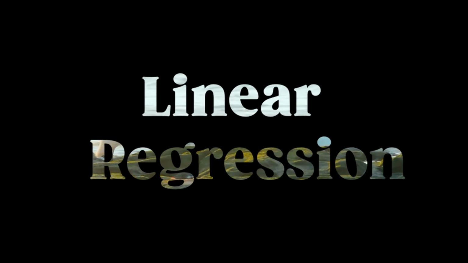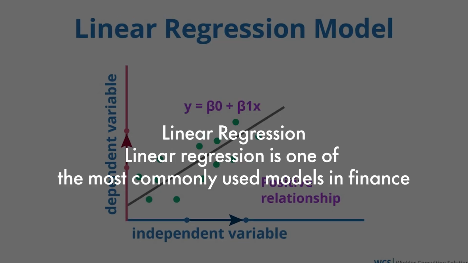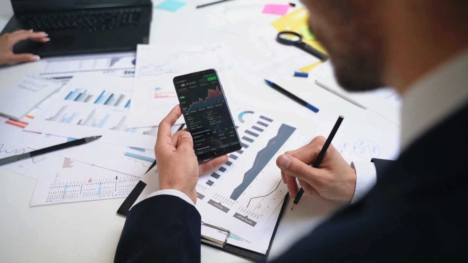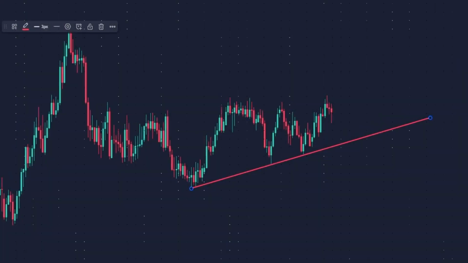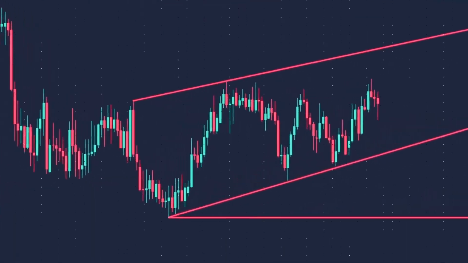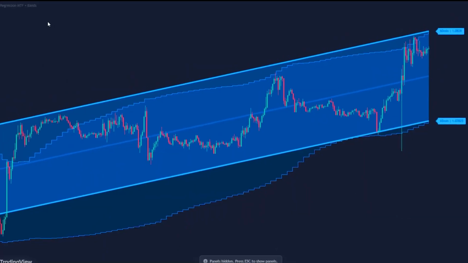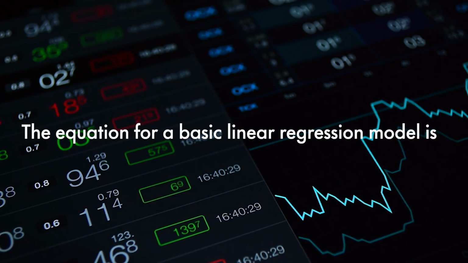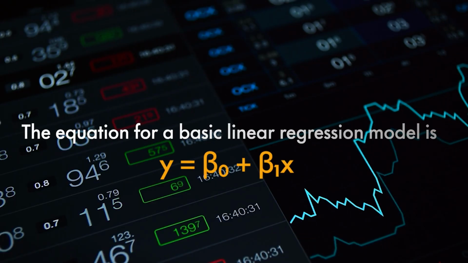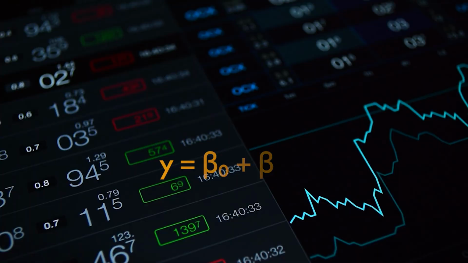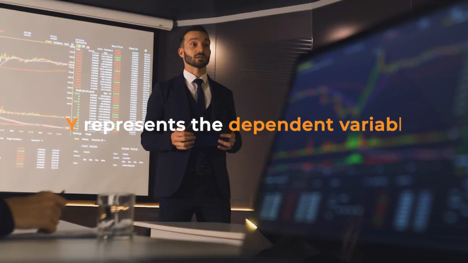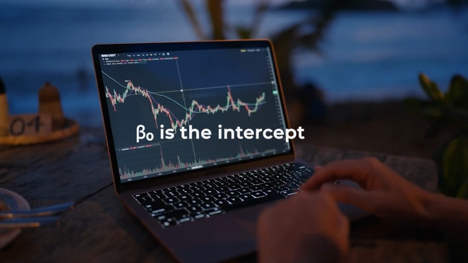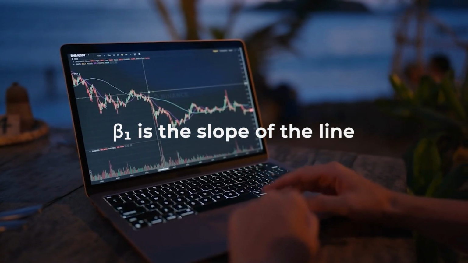Linear regression. Linear regression is one of the most commonly used models in finance. It is used to predict continuous outcomes based on one or more predictor variables. In its simplest form, linear regression fits a straight line to a dataset, minimizing the difference between predicted and actual values. The equation for a basic linear regression model is y equals beta 0 plus beta 1x. In this equation, y represents the dependent variable, x is the independent variable, beta 0 is the intercept, and beta 1 is the slope of the line.